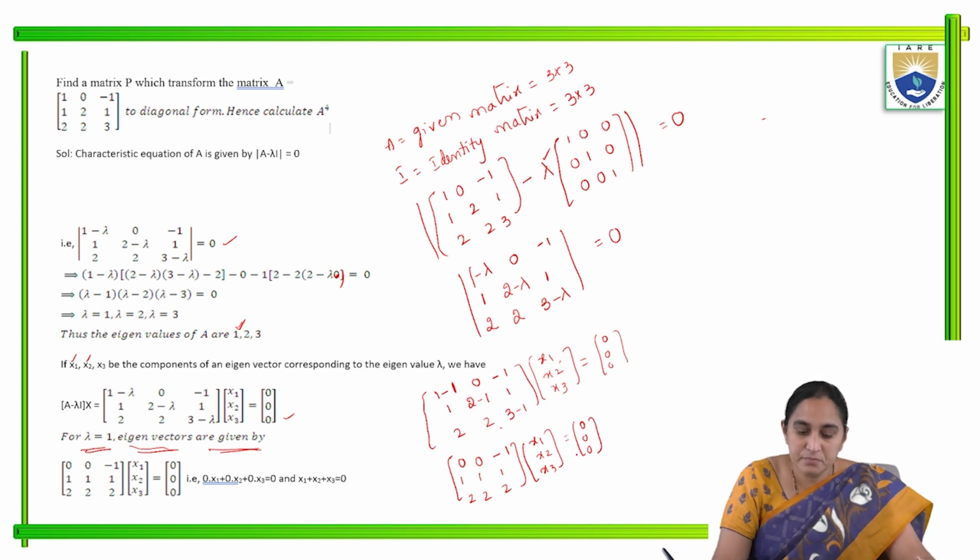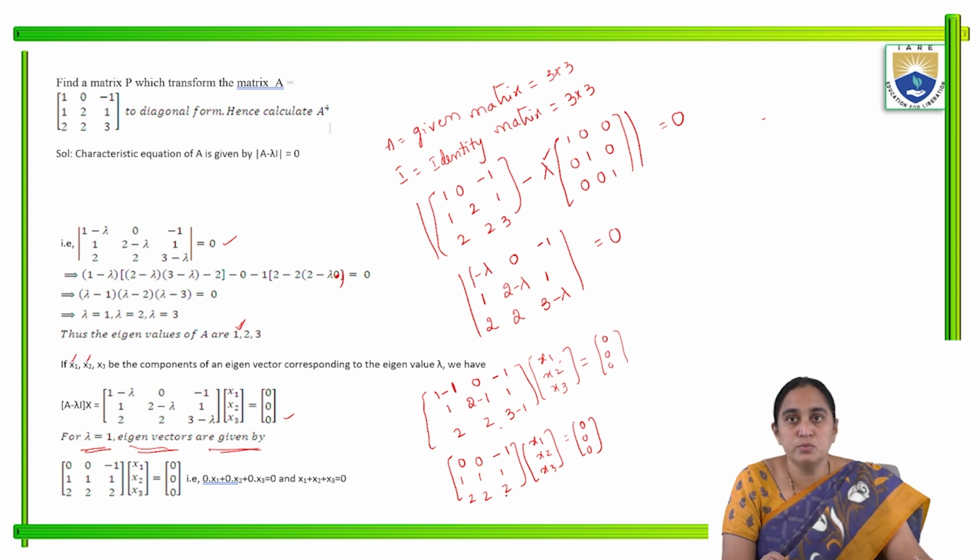Here, after substituting lambda is equal to 1, we get one matrix form, that is, the rows (0, 0, minus 1), (1, 1, 1), (2, 2, 2), into x1, x2, x3 is equal to 0, 0, 0. From that, we have to find the unknown values of x1, x2, x3. For that, we now have to reduce the matrix to echelon form.